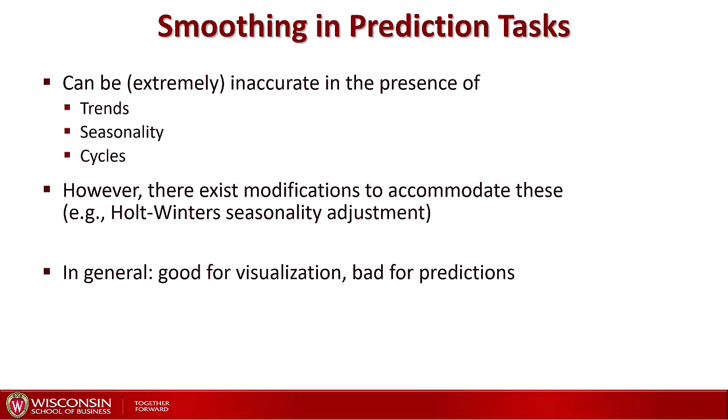In general, remember that smoothing is good for visualization. We can detect trends and see some general patterns, but it's pretty bad for predictions. And for that, we are going to move to econometric models.